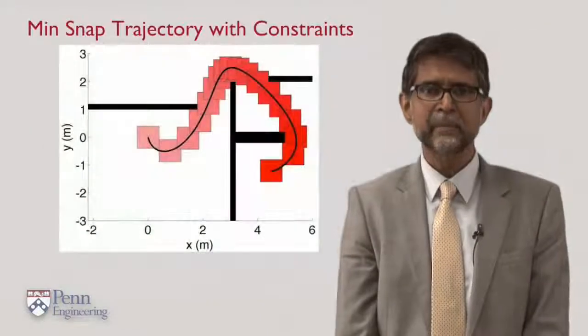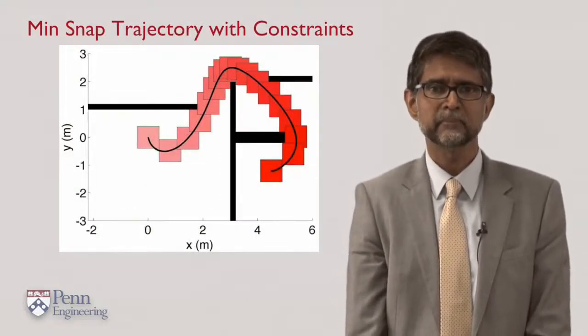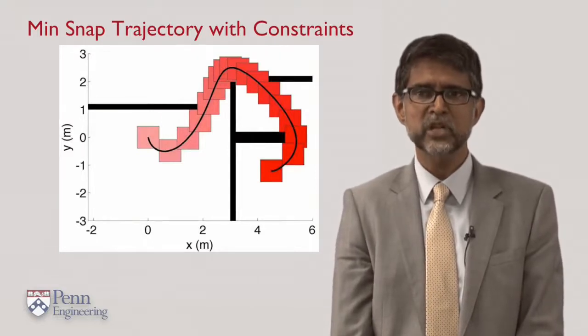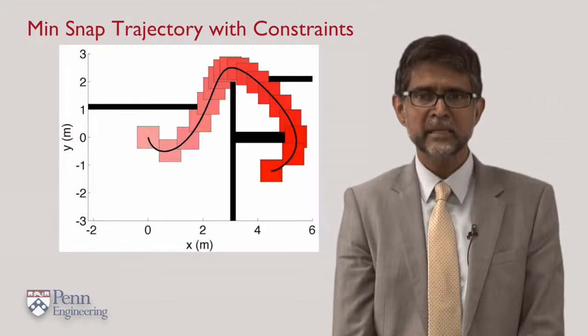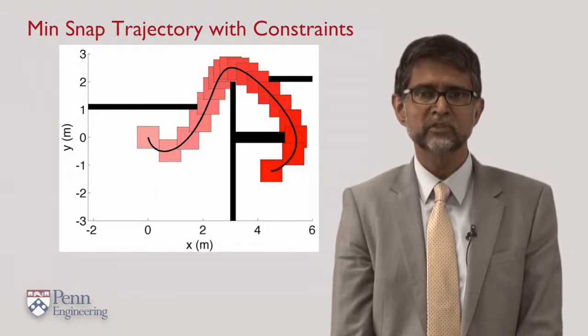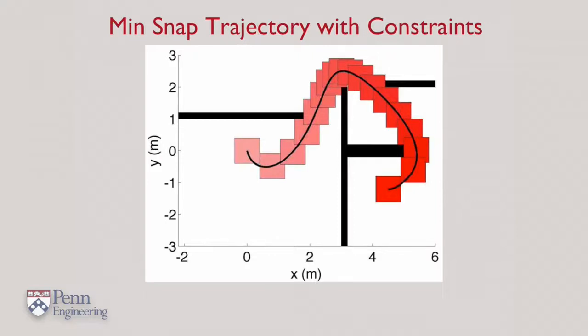Let's think a little bit about what happens when you have obstacles in the environment. Here's an example of a safe minimum snap trajectory. A rectangular robot is guided through a set of walls from an initial configuration to a final configuration. This trajectory is obtained by splicing together many minimum snap trajectories.